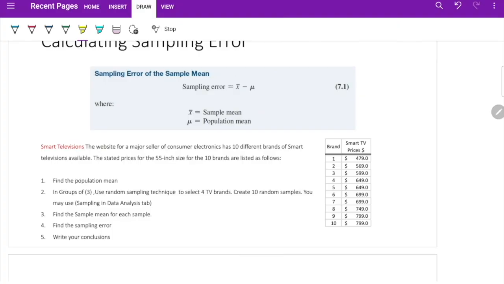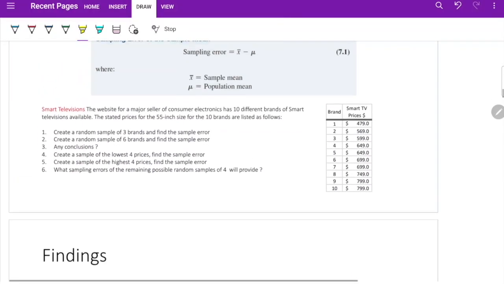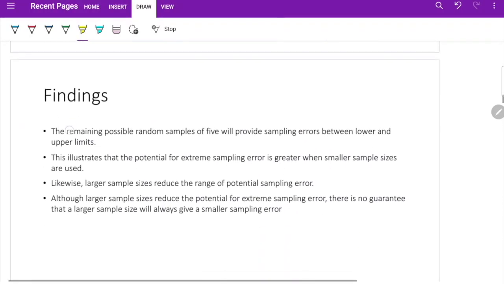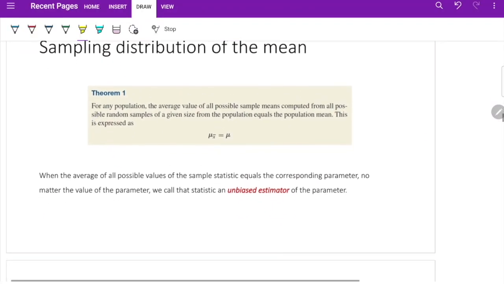Sampling error, as we did in that video, is x bar minus mu. X bar is the sample mean, mu is the population mean. We did all of these already. So if you did not watch the first two videos, you have to watch them so you understand what we found, and we commented on these findings already. And we did the mutual funds example as well.